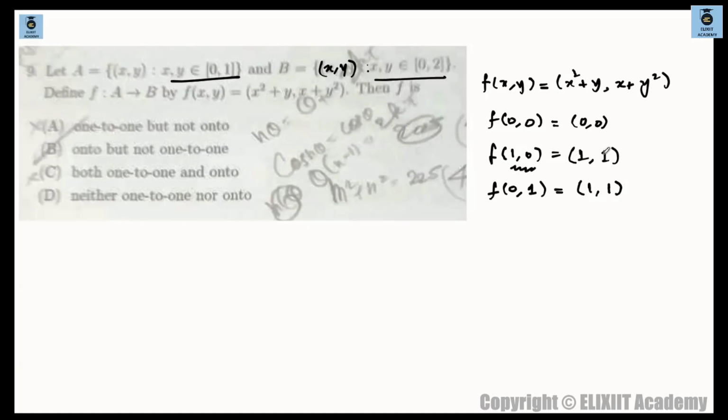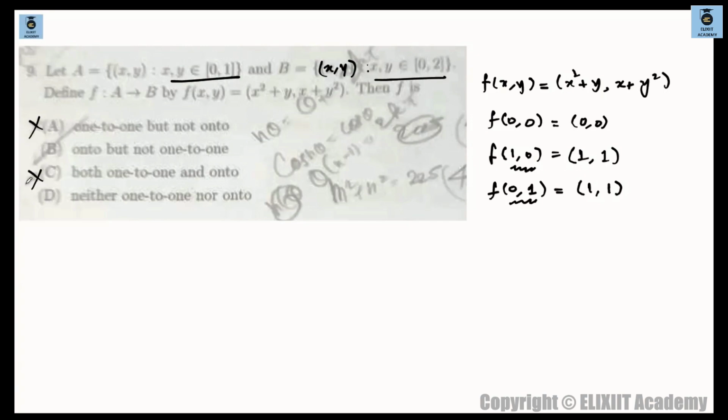Likewise, f of 1, comma 0 is 1, 1, and then f of 0, comma 1 is 1, 1. Right? So for 2 different inputs, you are getting the same output. So definitely the function is a many to 1 function. So the function is not 1-1. So option A is gone and C is also gone.